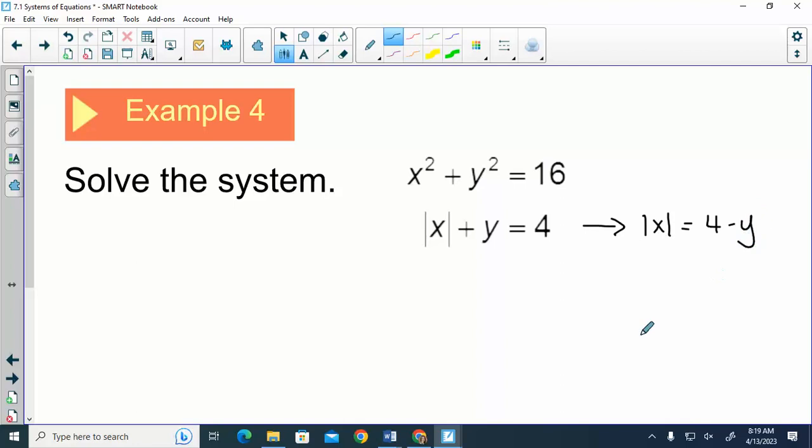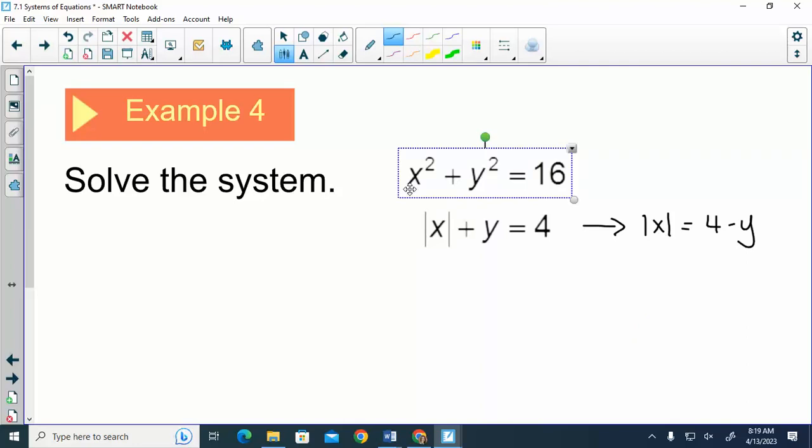Okay, so this absolute value makes things a little bit uglier. Let's isolate that. So if I subtract over my y, the absolute value of x is 4 minus y. What does an absolute value do? It makes it positive. What happens when you square something? It makes it positive. So could I just go ahead and substitute 4 minus y in for this x? Even though this doesn't have absolute value, we know once we square it, it's positive, so that's the same thing.